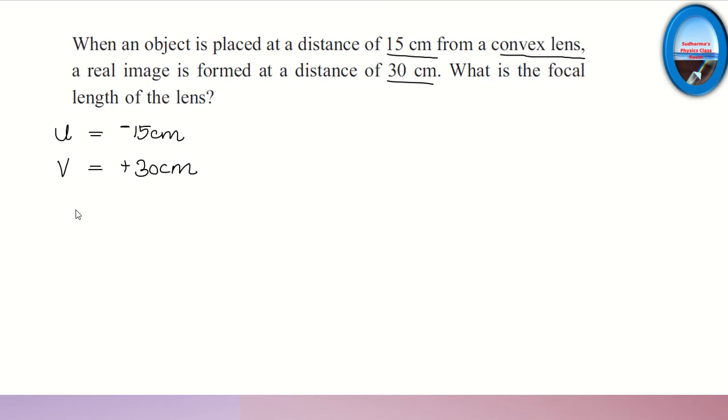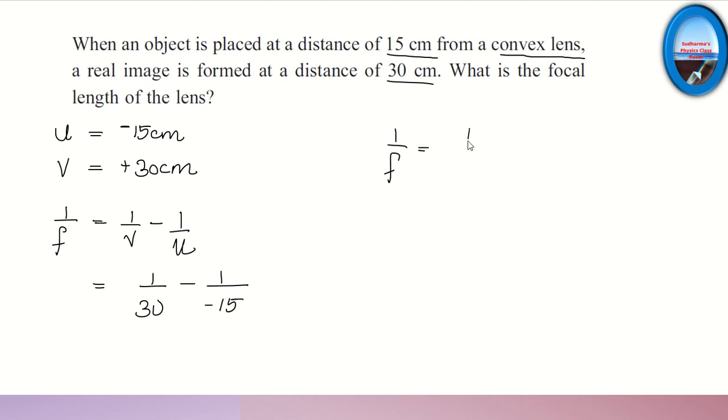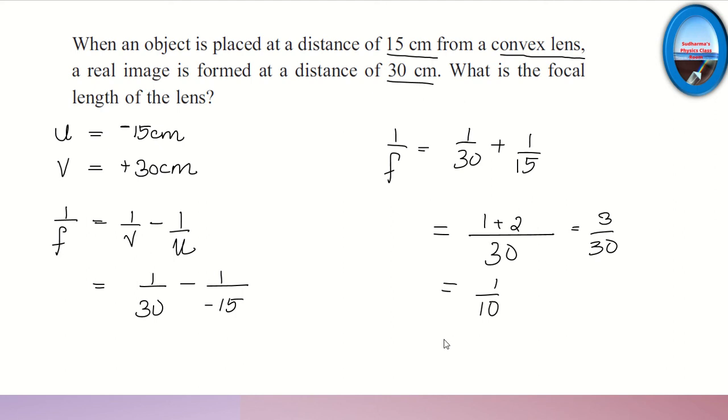So what is the focal length? We have the lens formula: 1 by f is equal to 1 by v minus 1 by u. So that is equal to 1 by 30 minus 1 by minus 15. So 1 by f is equal to 1 by 30, this minus and minus becomes plus, right? So 1 by 30 plus 1 by 15. 30 will be the LCM. So 1 plus 2, so this is going to be 3 by 30 or 1 by 10. 1 by f is equal to 1 by 10. f is equal to 10 centimeter.